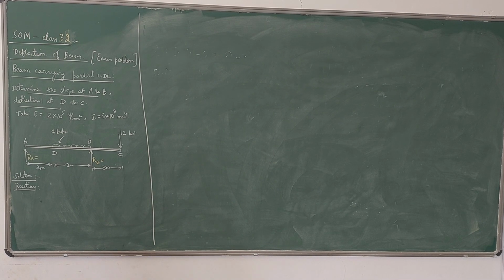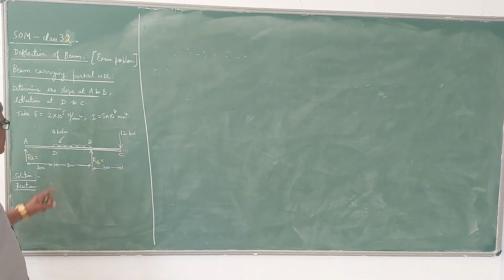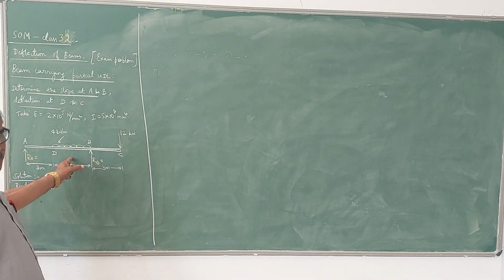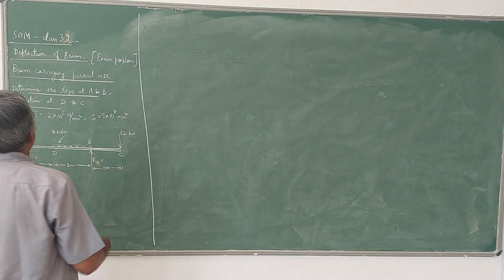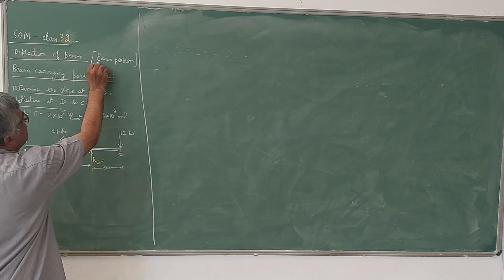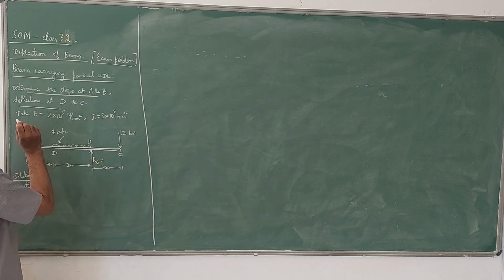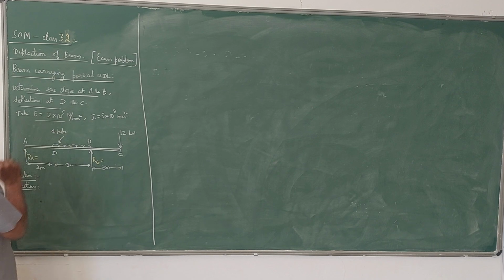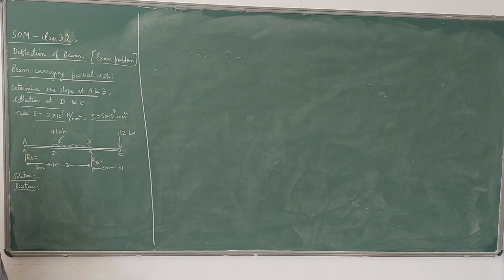In this class, let us take a problem of partial UDL acting on a beam where we need to find the slope and deflection. So the question is like this: a beam carrying partial UDL. It's an examination problem. Determine the slope at A and B, deflection at D and C. Take E value as 4 into 10 power 5 Newton per meter square and moment of inertia I as 5 into 10 power 8 millimeter power 4.